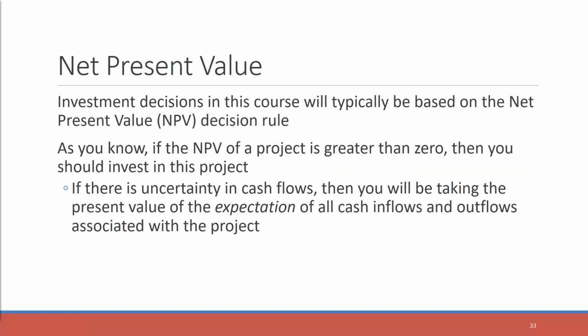So an investment decision in this course will almost always be predicated on the NPV decision rule. Meaning, if you know the NPV of a project is greater than 0, you should invest in the project. If there's uncertainty over those cash flows, then you really have to take the expectation of those cash flows.